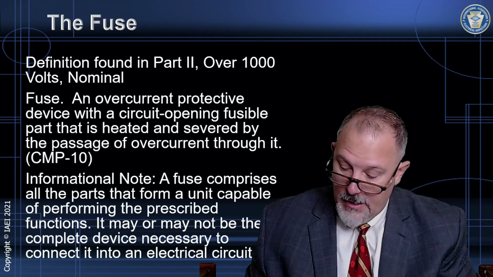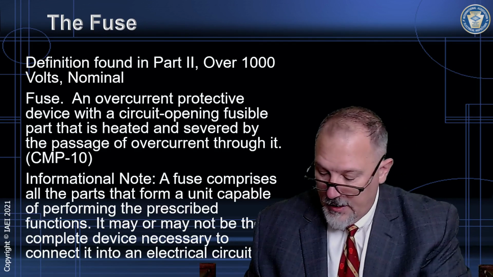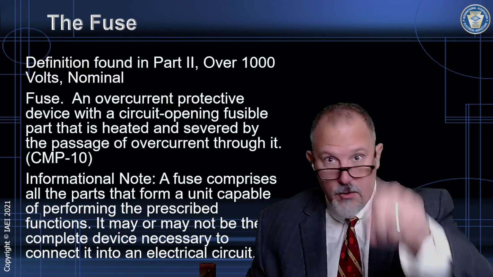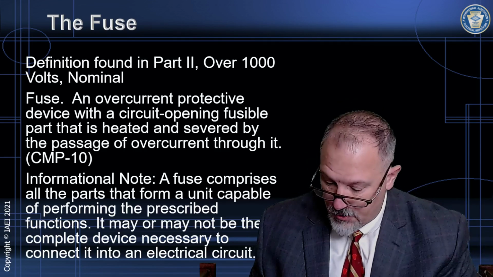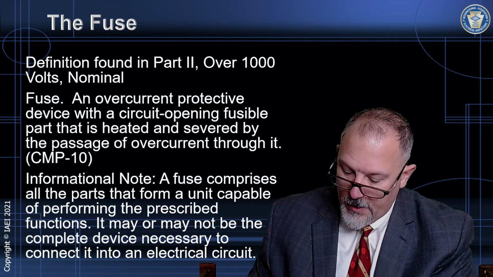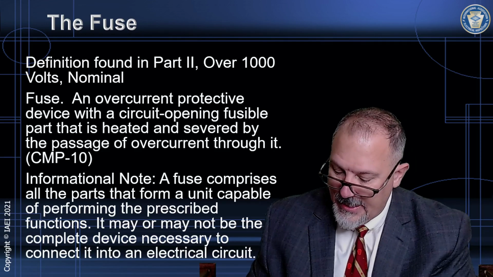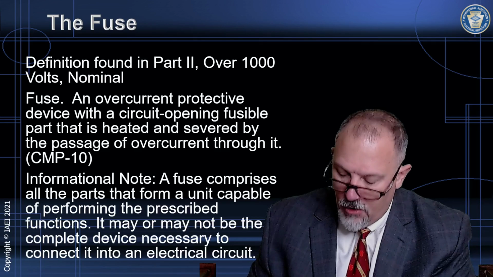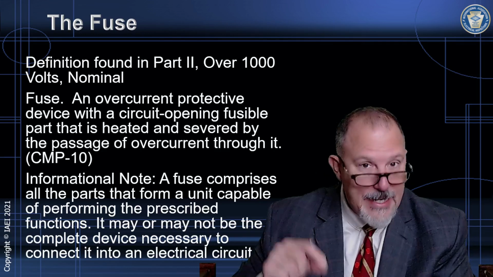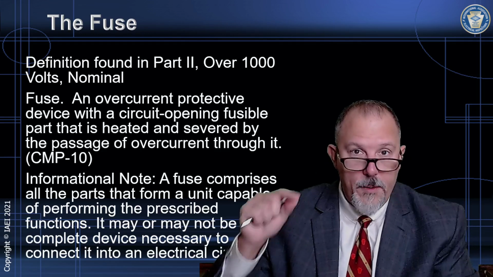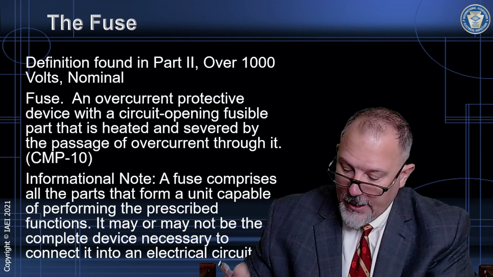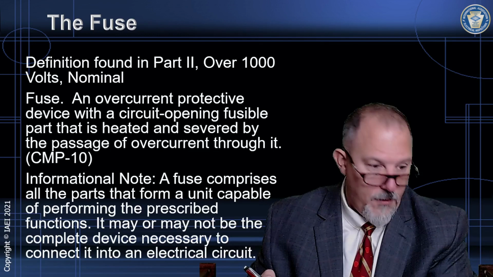Now, let's take a look at what the National Electrical Code says. It's on page 70-41 on your copy of the National Electrical Code. A fuse is an overcurrent protective device with a circuit opening fusible part that is heated and severed by the passage of overcurrent through it. So what we know is that we are heating an element. When current passes through it, we know current generates heat, and it will sever the element.